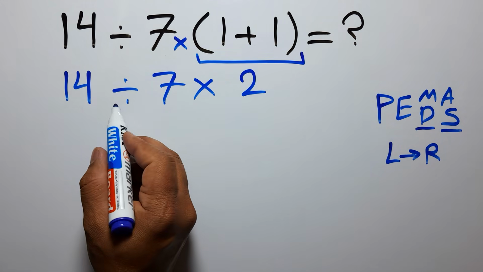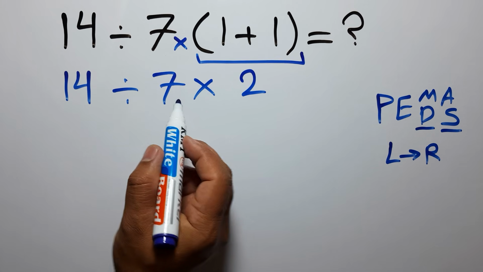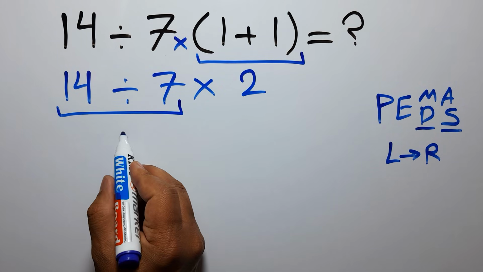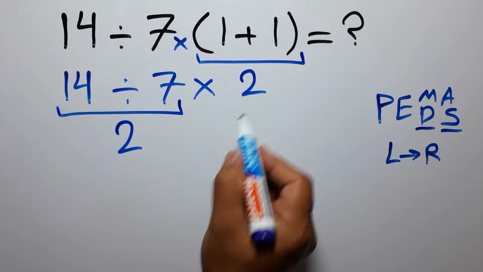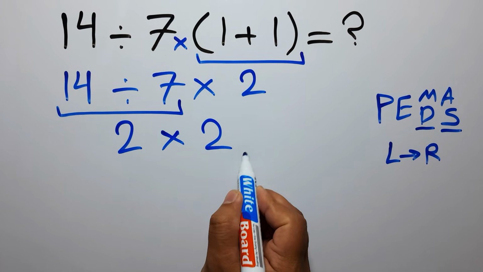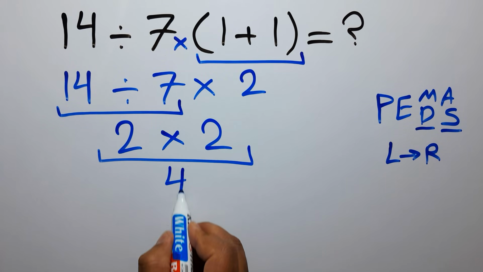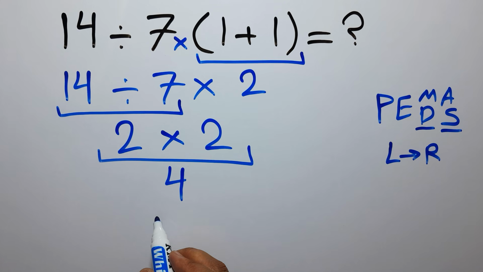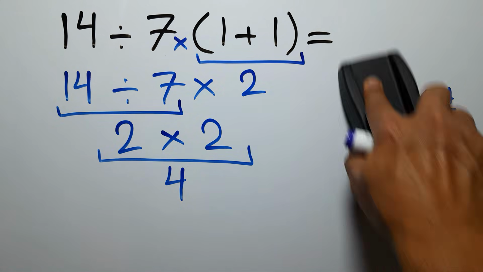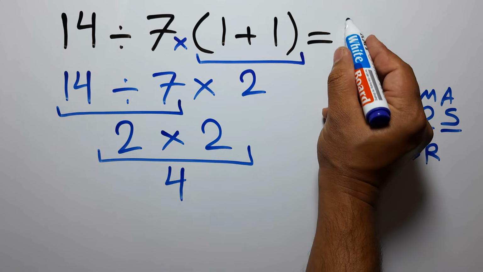So here first we have to do this division. 14 divided by 7 equals 2. So we have 2 times 2, which equals 4. And this is our final answer to this problem. The correct answer is 4.